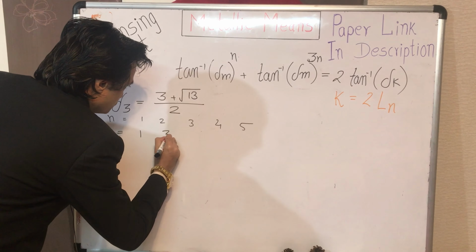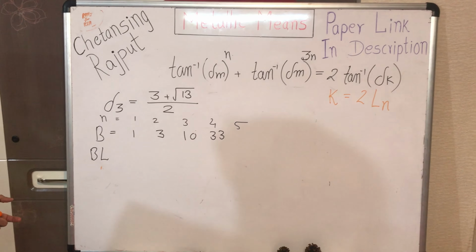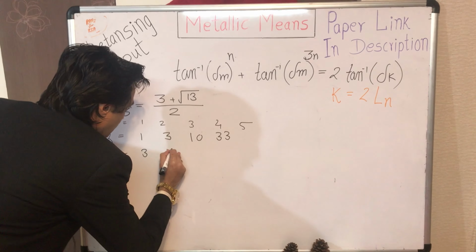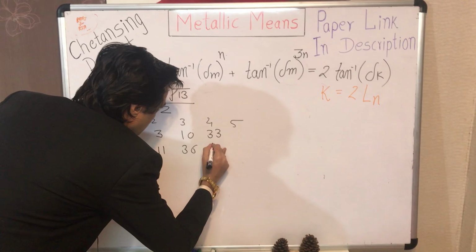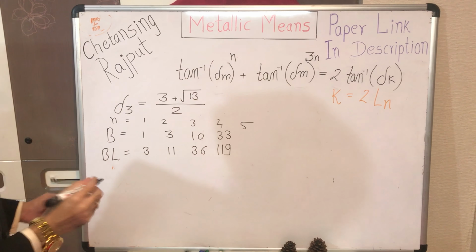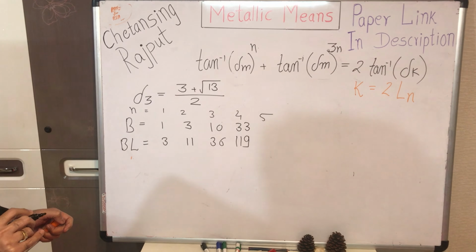And the Lucas sequence associated with the bronze sequence will be 3, 11, 36, 119 and so on. Now let's put the value of the third metallic ratio, the bronze ratio, in this formula.